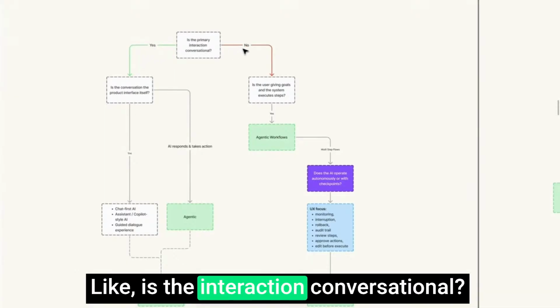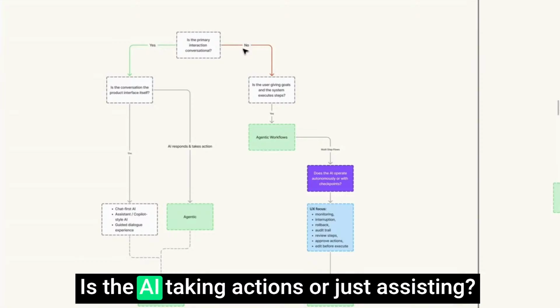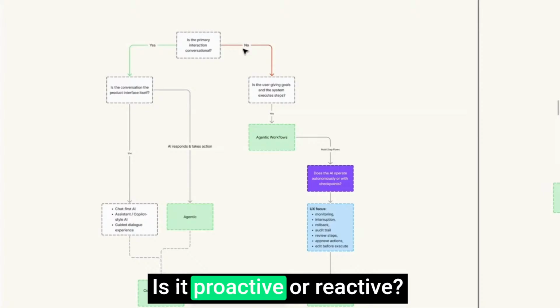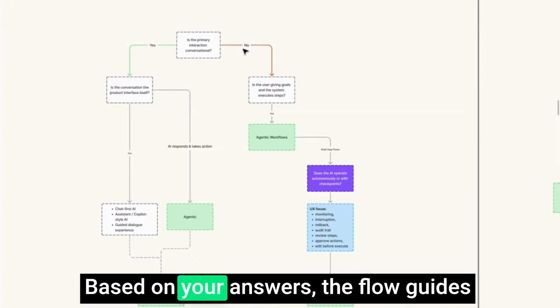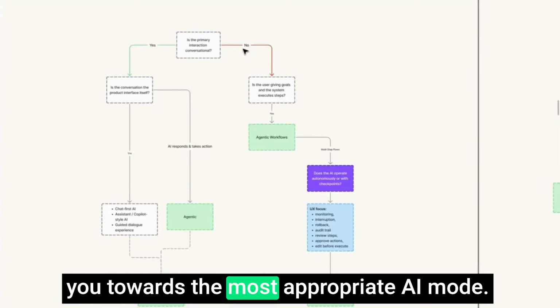Like, is the interaction conversational? Is the AI taking actions or just assisting? Is it proactive or reactive? Based on your answers, the flow guides you towards the most appropriate AI mode.